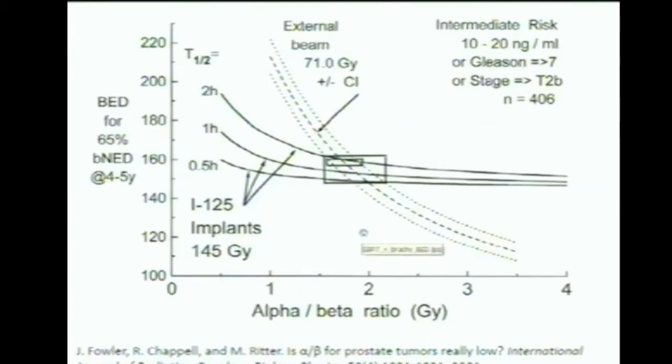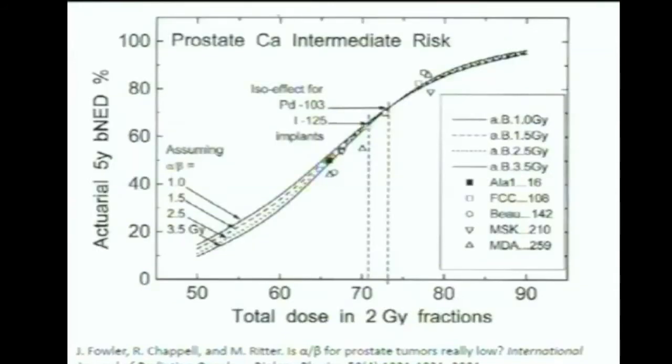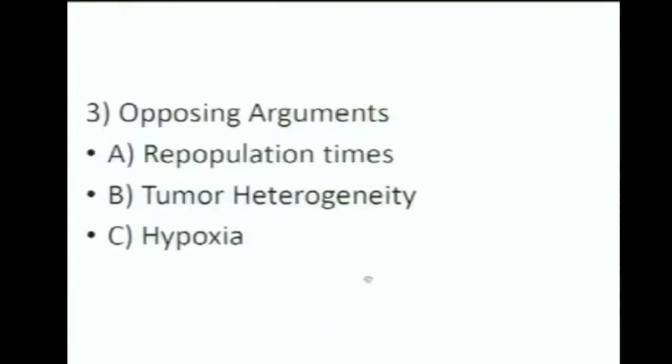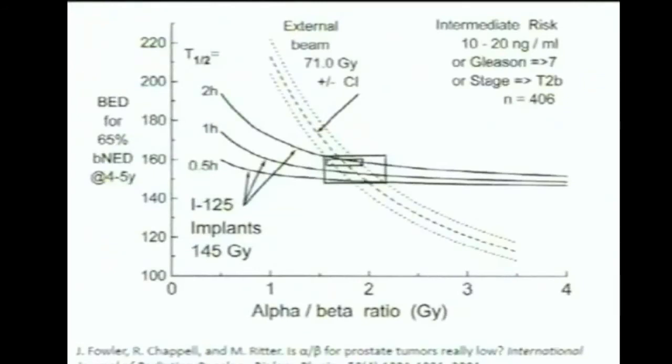So this derivation here by Jack Fowler et al. concludes that the ratio is about 1.5 to 2 grays. And I'm just showing you guys this so that you can think about it yourselves. You think this is a really valid derivation, because there's been some criticism. The underlying assumption of this derivation is that we're assuming that this point right here, using iodine-125, is equivalent to using 71 gray of EBRT. So there's been criticism that comparing brachytherapy to EBRT is like comparing apples to oranges.